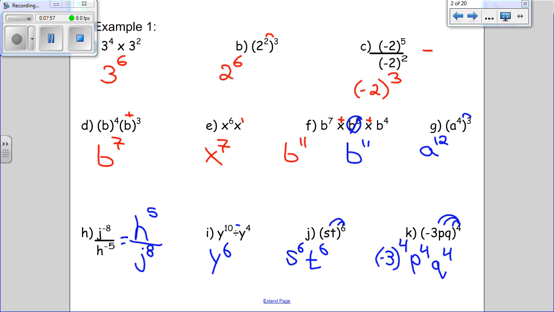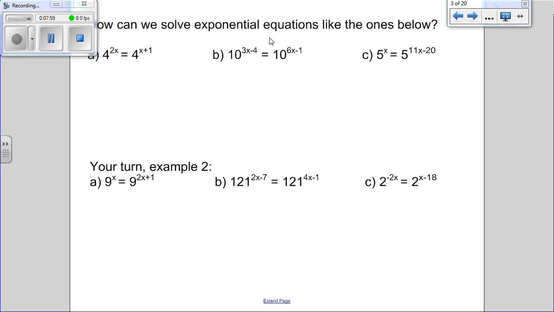What we're going to do is start solving some questions where we don't know what the exponent is equal to. So if you look at questions like this one, you'll see we have 4 to the power of 2x equals 4 to the power of x plus 1. And your job is going to be to solve that for what x equals.